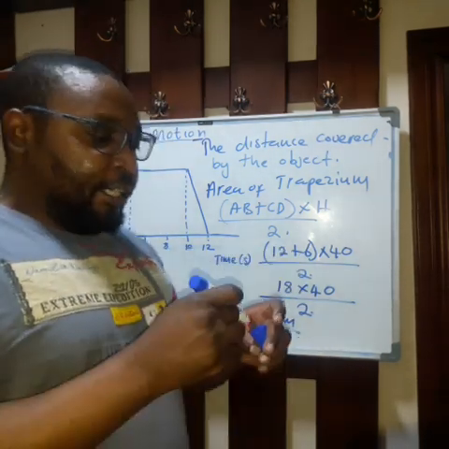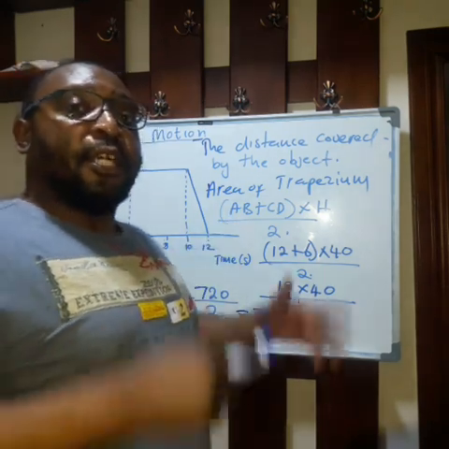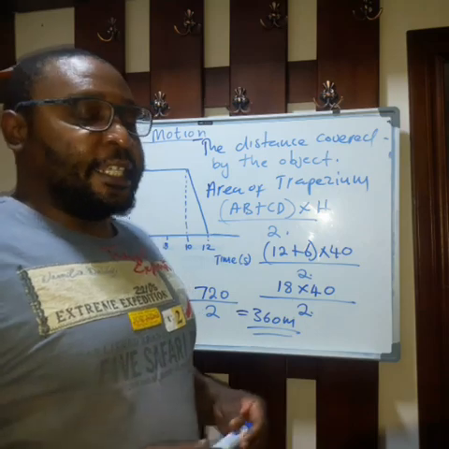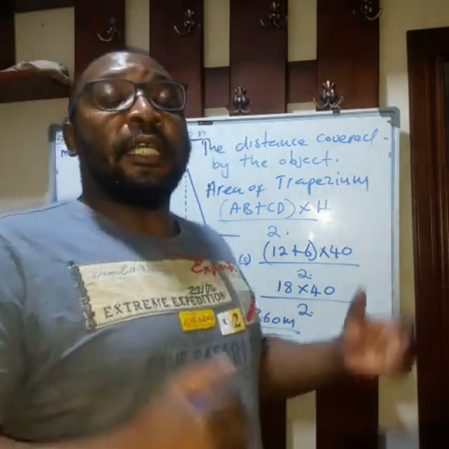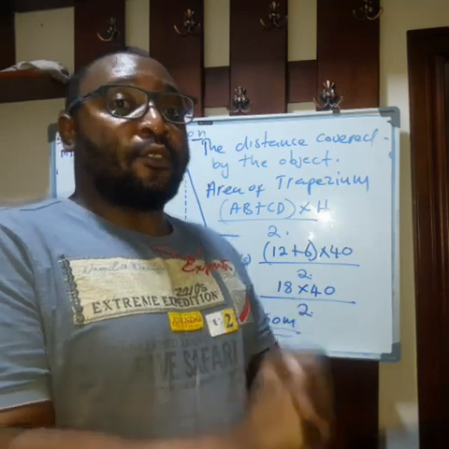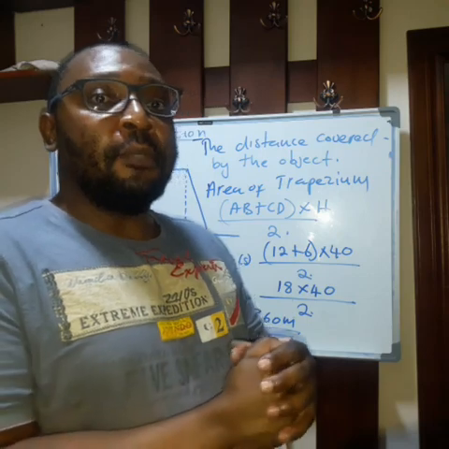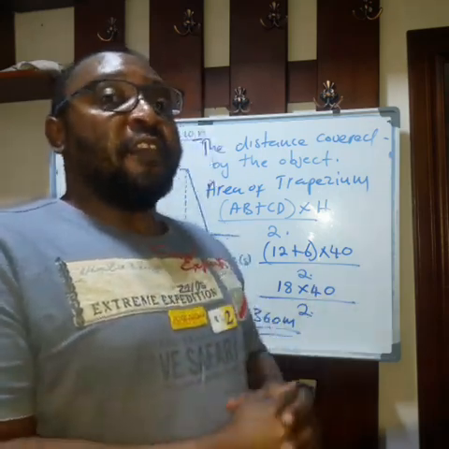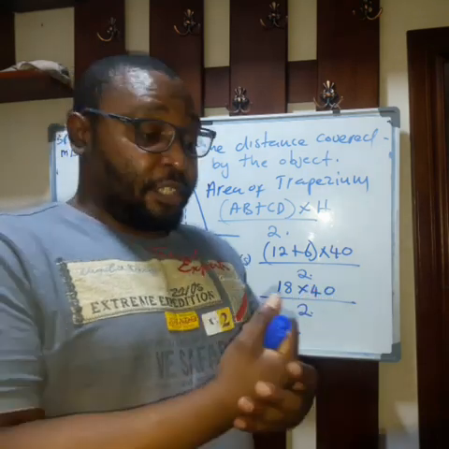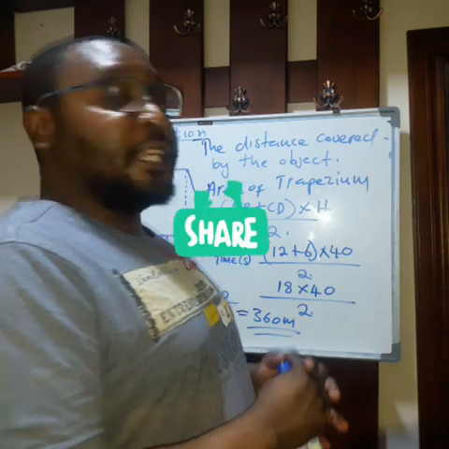So to calculate the distance covered by an object, you find the area under the graph. Today we looked at acceleration, deceleration, and the distance covered. With acceleration, the formula is change in speed over change in time. With deceleration, the formula is the same. The difference is that deceleration has got a negative sign. And distance is area under the graph.